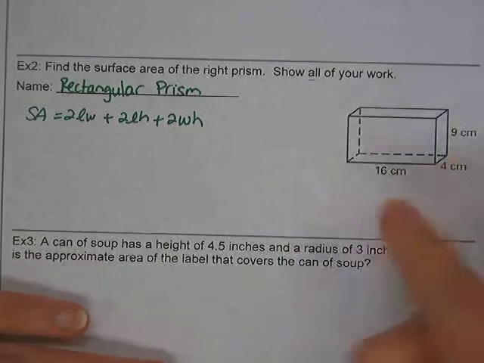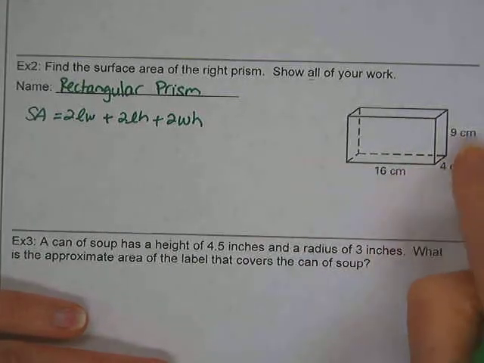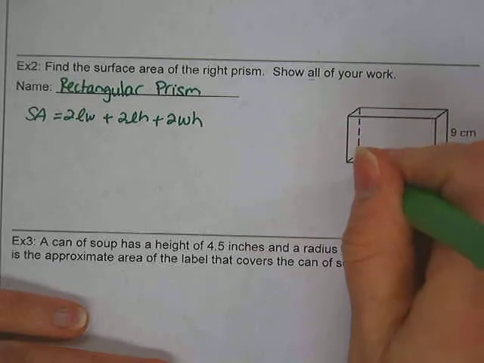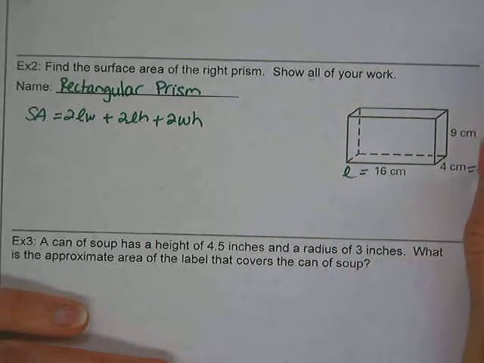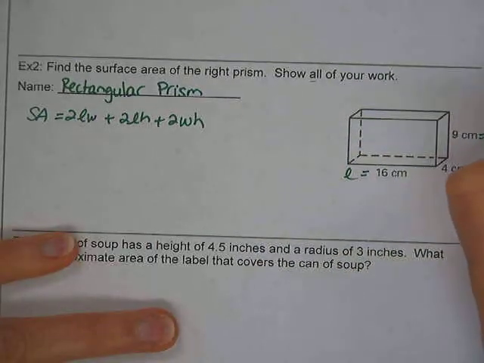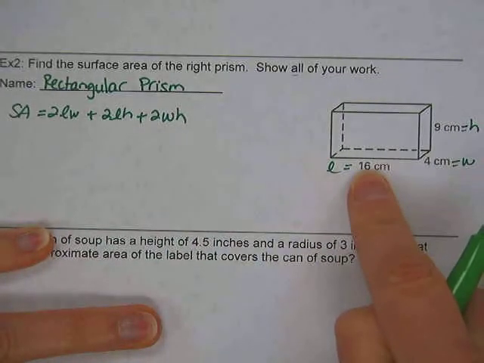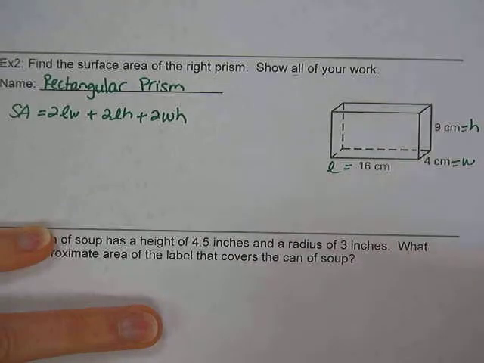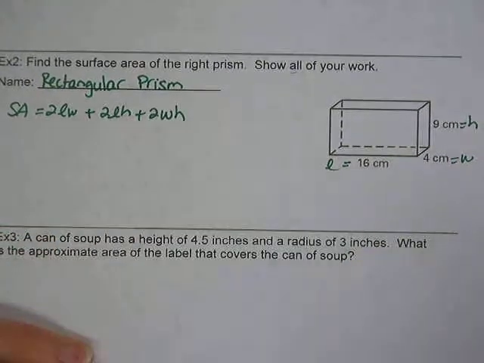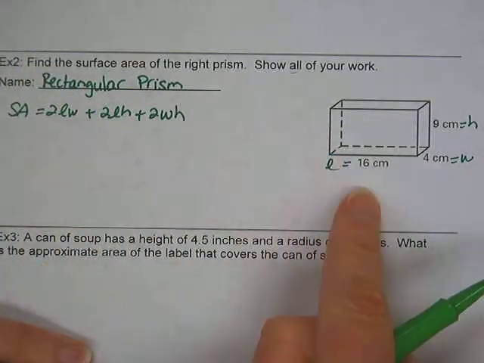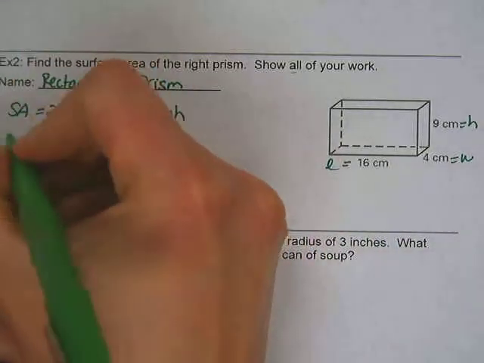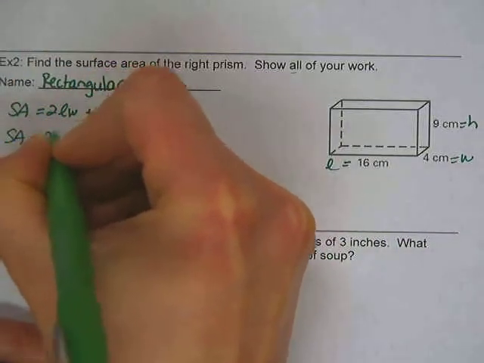Now, if I look at the picture on the right, you want to pay attention to what all these numbers are telling you. The 16 is referring to the length, the 4 is the width, and the 9 is the height. Now, if you decided to call things differently, and maybe you called this the width and that's the length, don't worry about it, you should still get the same answer. So moving along, I'm going to substitute these values in for the formula.